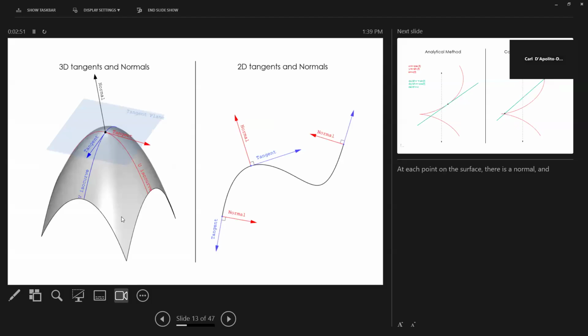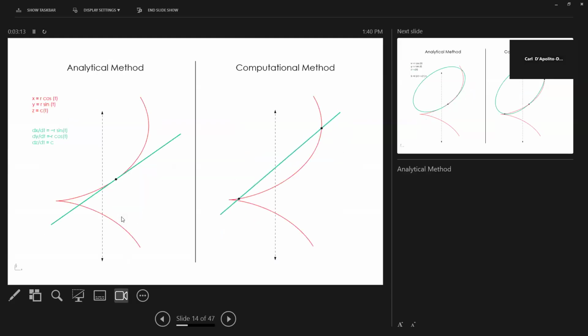Okay, then you all know this idea of in 2D, what a normal and a tangent is. And then in 3D, we talked about it. There's a normal and a tangent plane that is the plane that contains two tangents. And those tangents are tangent to the isocurve, and the normal is perpendicular to the plane. The theme, though, that I want you to understand is this idea. This is an important idea. This is an analytical method of finding the tangent.